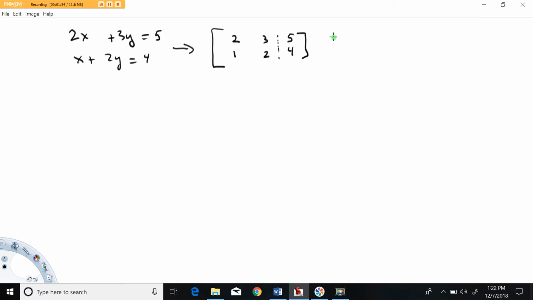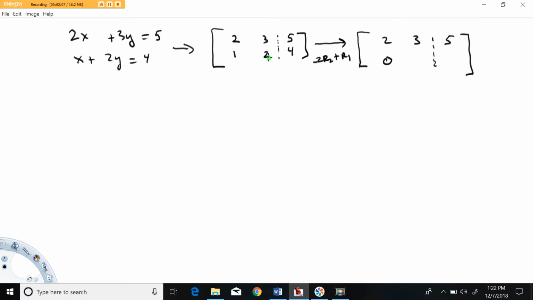So what we're going to do is this. The top row gets rewritten 2, 3, 5. In the place of the bottom row, what we're going to do is take negative 2 times row 2 and add it to row 1. Notice if I take negative 2 times this and add it to this, we're going to get a 0 here. So the rest is just following suit with everything.